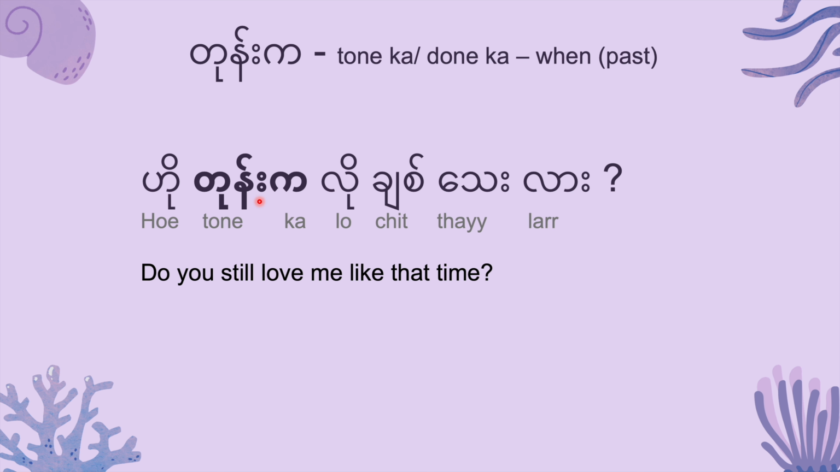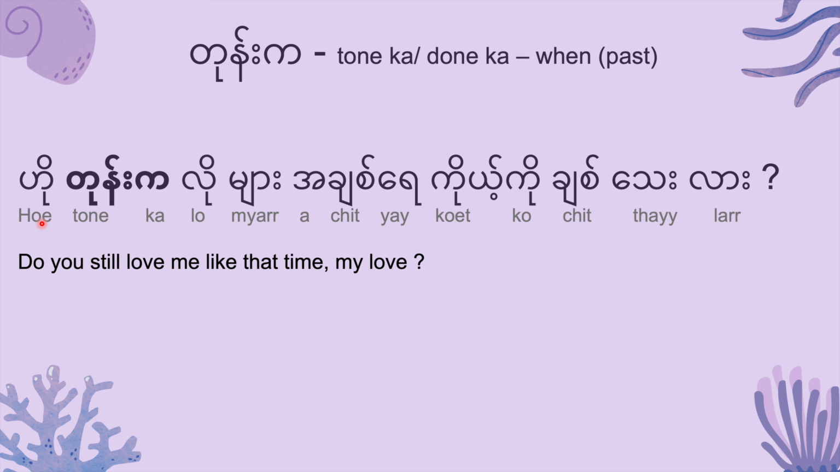So Hodonga is talking about a period in the past. It's not very specific, but it's talking about that time. So Hodonga Lo Chittila, do you still love me like that time? The full lyrics is Hodonga Lo Mya Achiyi Gugu Chittila. Hodonga Lo Mya. Mya is just a colloquial usage. The meaning is just Hodonga Lo. Achiyi. Achi means love. It's the lover of the speaker. Ye is a colloquial usage again.